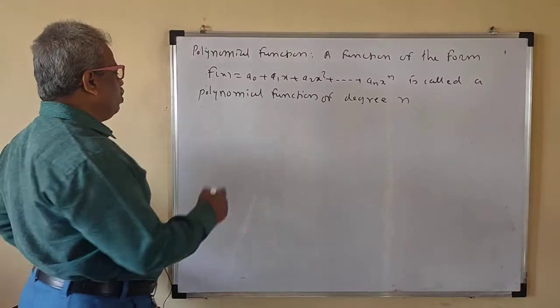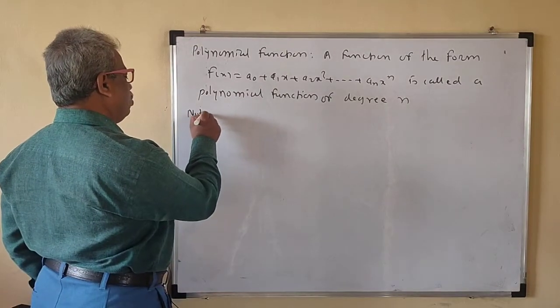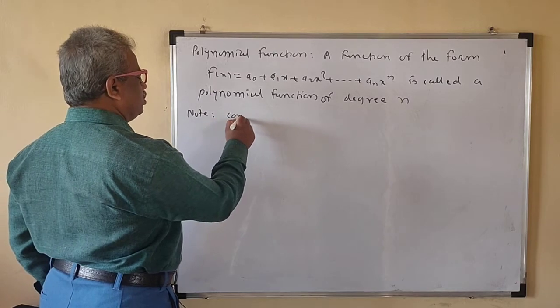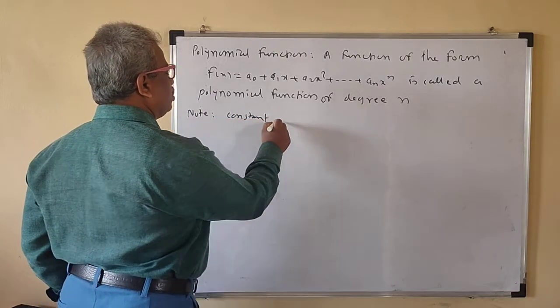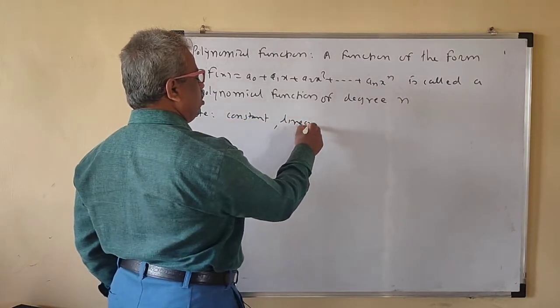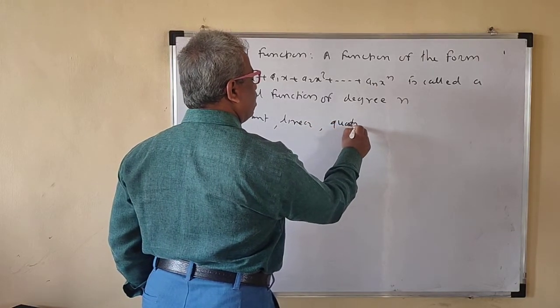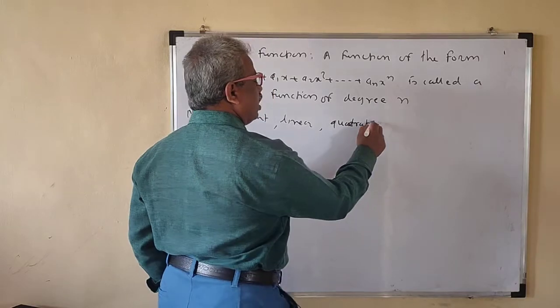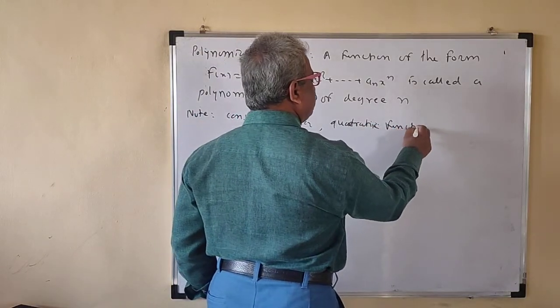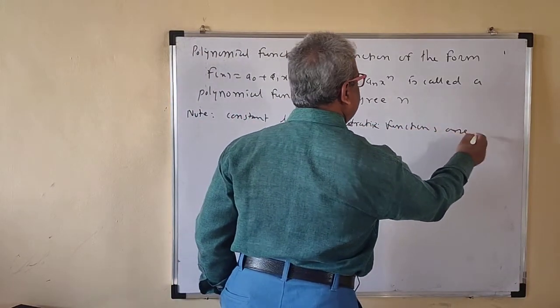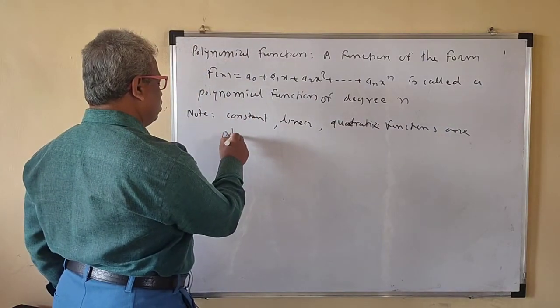Okay. So we'll write the note: constant, linear, quadratic functions are polynomial functions.